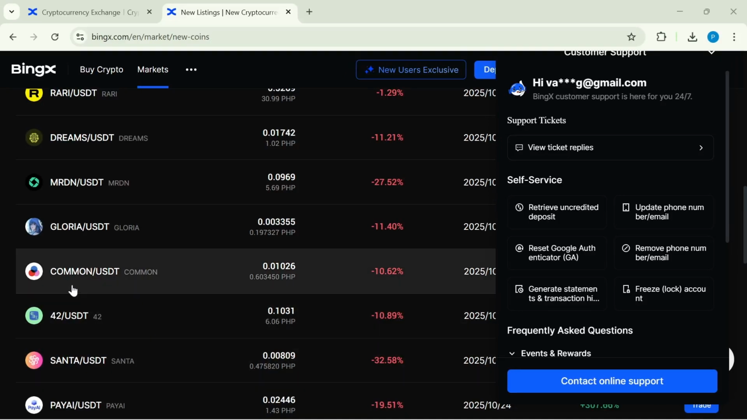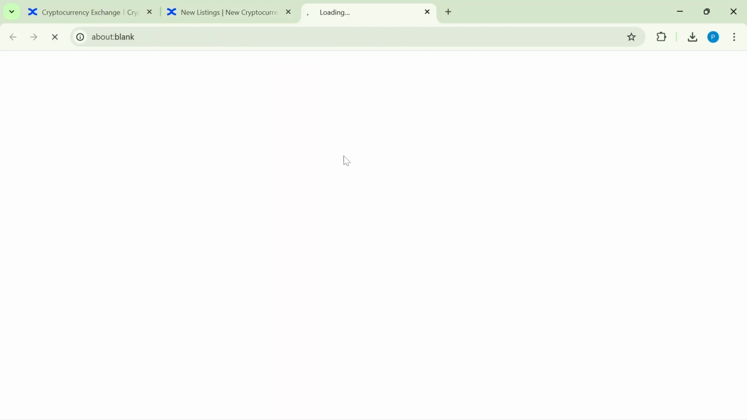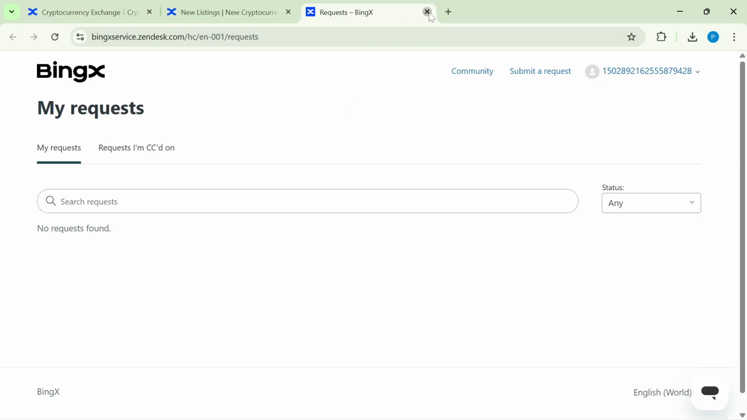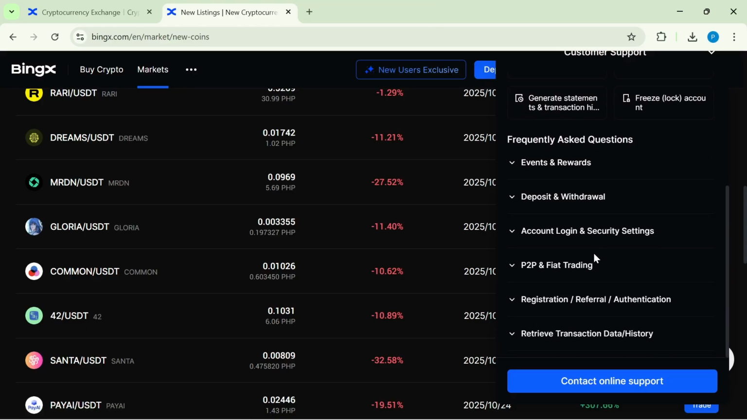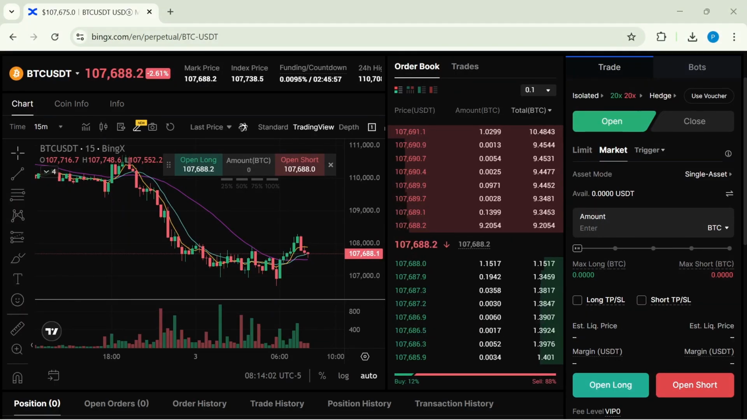Third, customer support response times are generally fine, but not the fastest in the industry, especially during big market swings or new listing surges. And although the translation quality has improved, occasional language quirks can show up in tooltips or announcements. So, who is BingX best for in 2025?